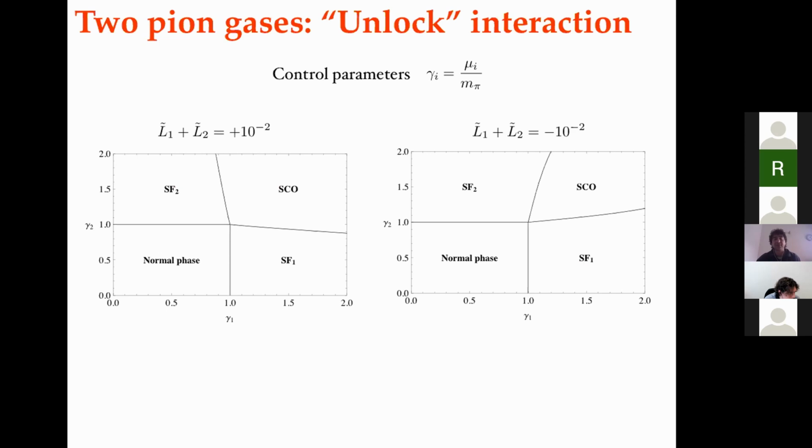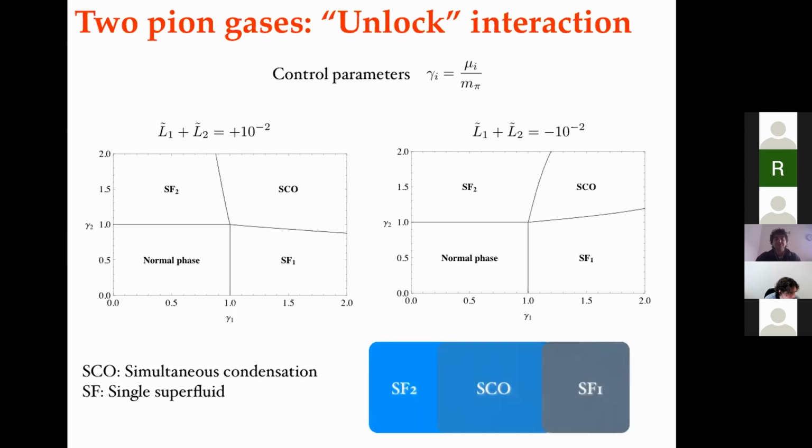So somehow this is expected. This is actually what has been derived also in superfluid systems like helium-3, helium-4. Very, very similar to this. So we have obtained basically this kind of plot, this kind of transition, simply following, say, the red line. You have a transition from superfluid 2 to simultaneous condensation to superfluid 1.